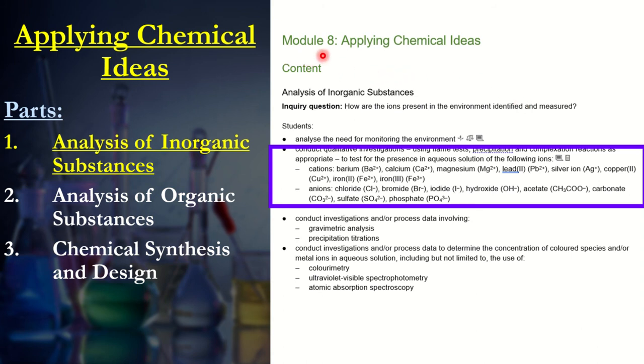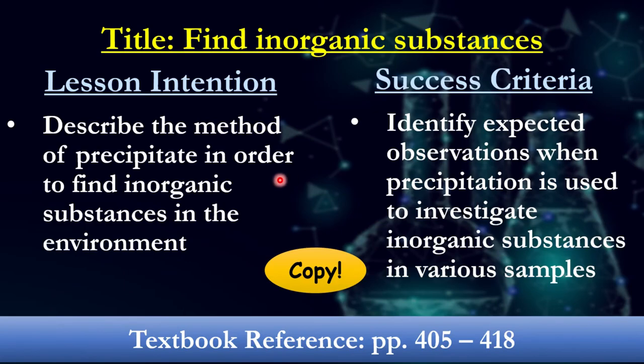Today we're going to be looking at Module 8, Applying Chemical Ideas, for Inquiry Question 1, Analysis of Inorganic Substances. Now, last lesson we talked about flame tests. We're looking at precipitation reactions today. So, the lesson intention is obviously to find organic or inorganic substances. The method we're going to look at is precipitation, and obviously we're going to look at the different trends of precipitation to find these different types of inorganic substances.